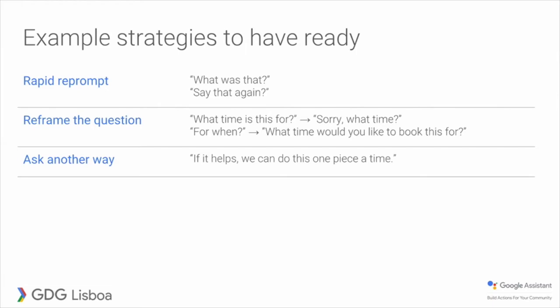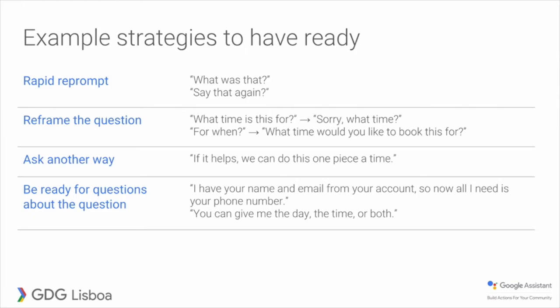Ask another way. If it helps, we can do this one piece at a time. So break it up, maybe. And be ready for questions about questions. So I have your name and email for your account, so all I need is your phone number. You can give me the day, the time, or both.